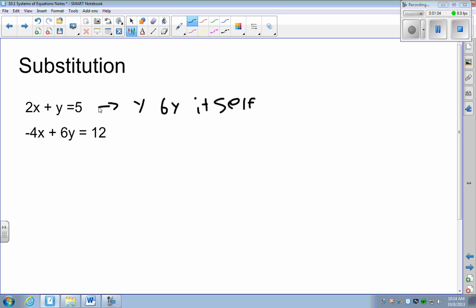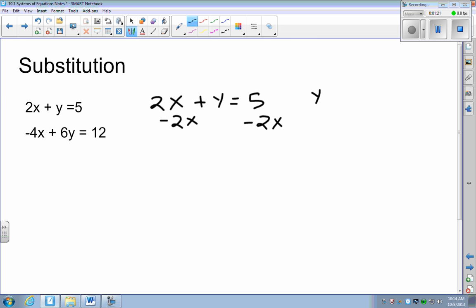Okay, so that's our first step. So we'll just say 2x plus y equals 5. Subtract the 2x over. We'll get that y is equal to negative 2x plus 5. All right, so now we've got y by itself. Now what's the next step? Well, the next thing we do is substitute that expression for the y into our second equation.